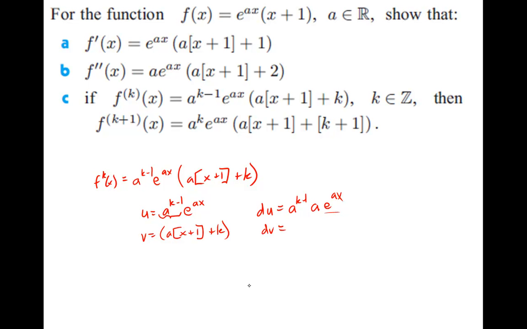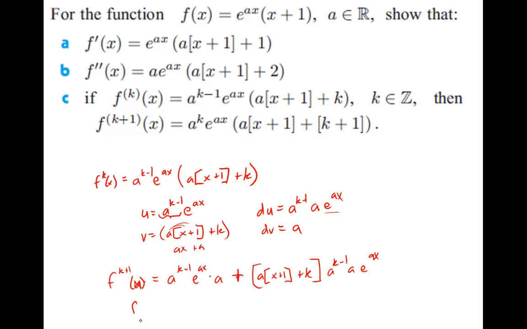So dv equals, the k is going to go away because it's constant, the derivative of a times x plus 1. If you distribute the a times x plus 1, you're going to have ax plus a. Again, the a is a constant. The derivative of a to the x is a. So if I put all that together, I'm going to have f k plus 1 of x equals u, so a to the k minus 1 e to the ax, times dv, which is a, and then plus v, which is a x plus 1 plus k, all times du, which is a to the k minus 1 a e to the ax.